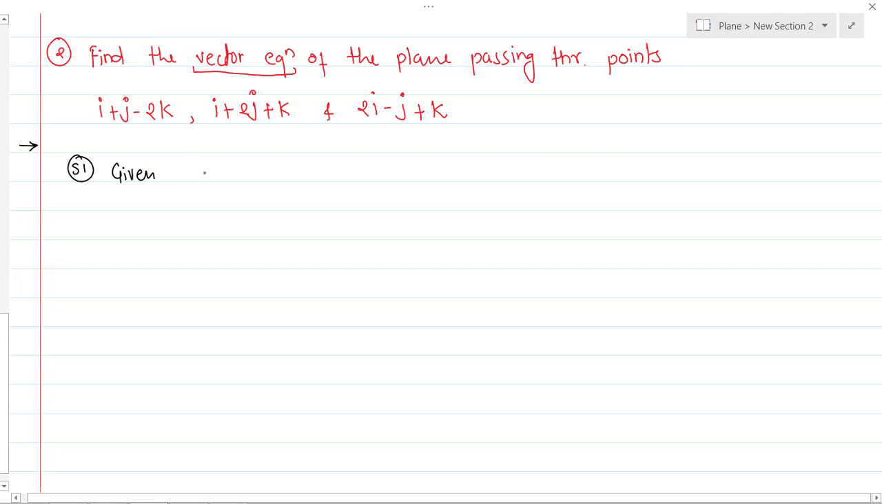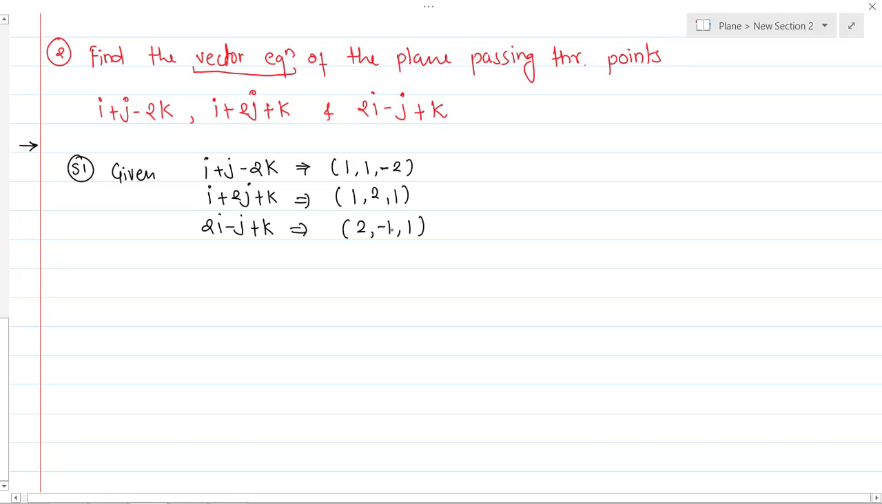First vector is i plus j minus 2k. So can you give me its coordinates? Its coordinates are 1, 1, minus 2. The second point's position vector is i plus 2j plus k. What will be its coordinates? 1, 2, 1. And the third point is 2i minus j plus k, so its coordinates will be 2, minus 1, 1. Okay, so these are the 3 points.